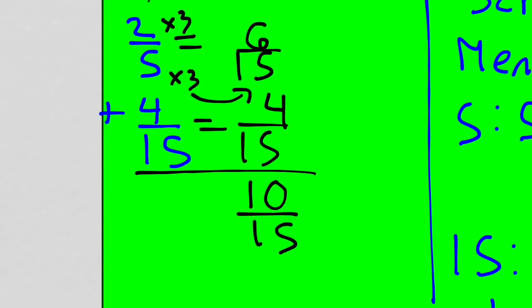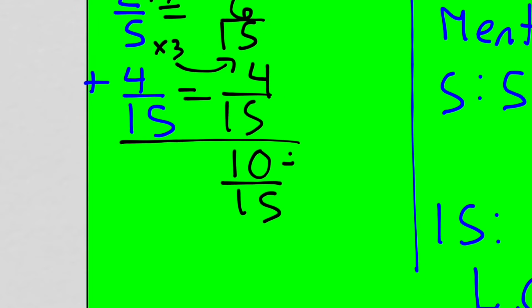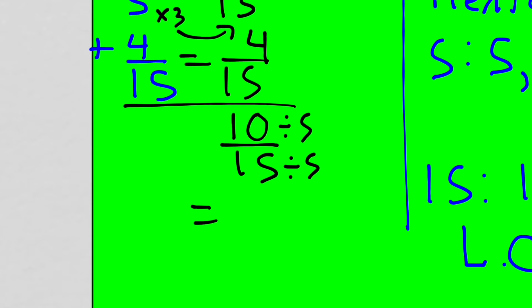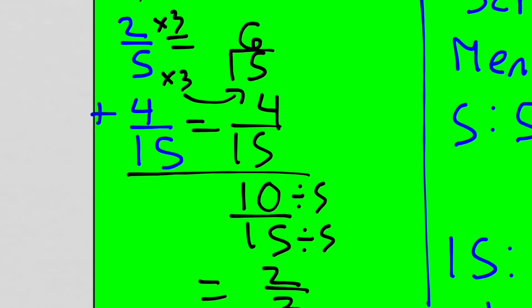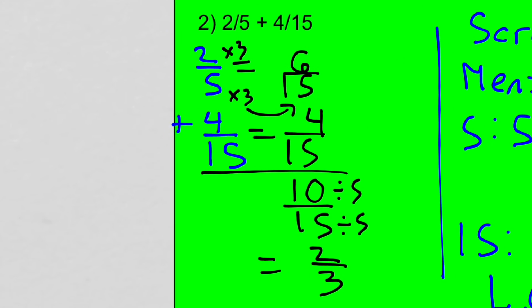Then all we need to do is put it in lowest terms. Divide by 5, divide by 5. That is 2 over 3. Done. That's the fraction in lowest terms. Okay, this is the work I would need to see in your notebook, and I'd need to see it just like that. Let's do a couple more.